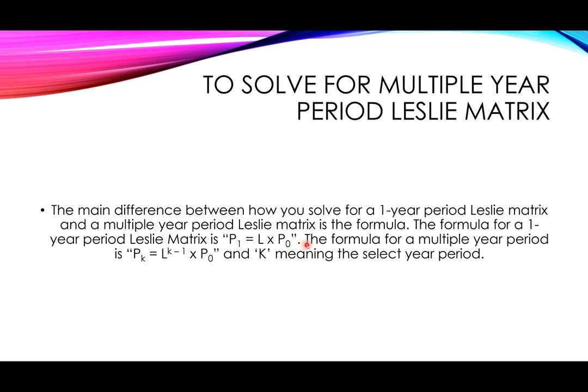And the formula for a multiple year period is P to the chosen time period. So it could be 3, it could be 6, it could be 20, it could be 200, but it needs to be the same here as it is here, because our time period here for our population equals our Leslie matrix to the time period here minus 1 times the population 0, which is our initial population.